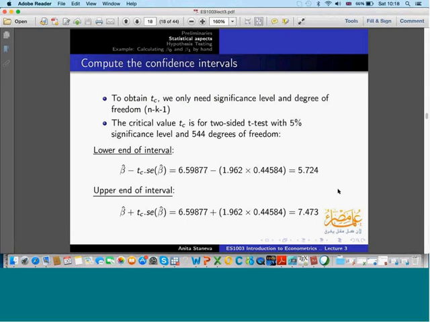It refers to the number of independent variables in a set of data that are free to vary. So the critical value, t critical, is for the two-sided t-test with 5% significance level and 544 degrees of freedom. The formula for the degrees of freedom is n minus k minus 1, where n is my sample size, k is the number of parameters being used in the regression, minus 1, we normally leave it for the intercept. So why do we have in this example 544 degrees of freedom?